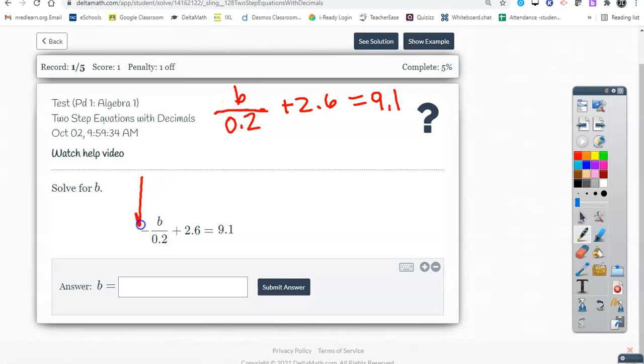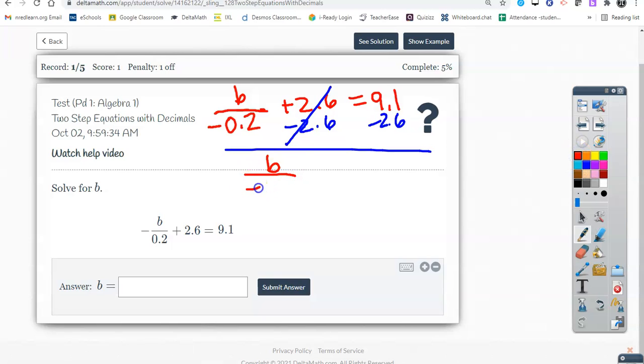You'll notice here they have the negative sign on the side. A negative sign on the side of a fraction can be placed either in the numerator or in the denominator. Doesn't matter, but you can only place it in one location. So I'm going to put it down here because I know that number needs to be removed and I'd like that negative sign to go with it. So the first thing I'm going to do is remove my constant, negative 2.6, cross off my inverses, and rewrite what remains, b divided by negative 0.2, and 9.1 minus 2.6 is 6.5.